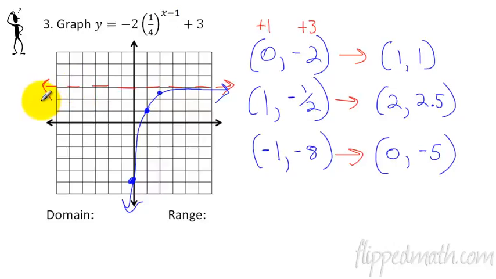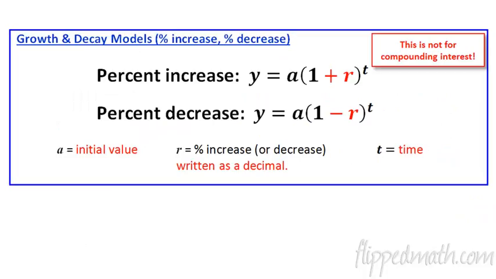There's our exponential decay. As you move left to right, it is approaching the asymptote. The domain is all real numbers, and the range this time is y is less than the asymptote, which is 3.